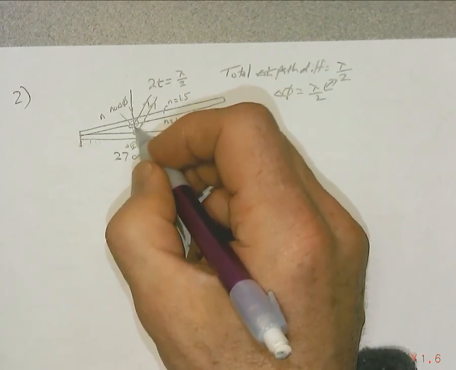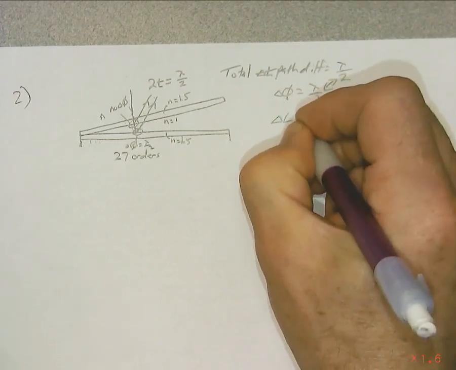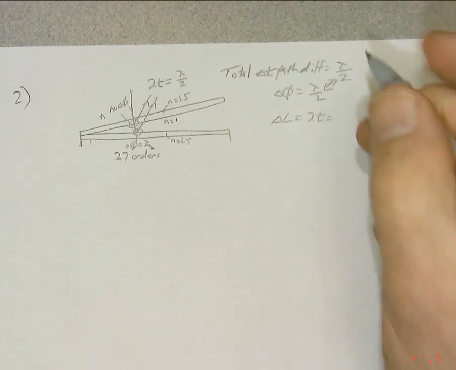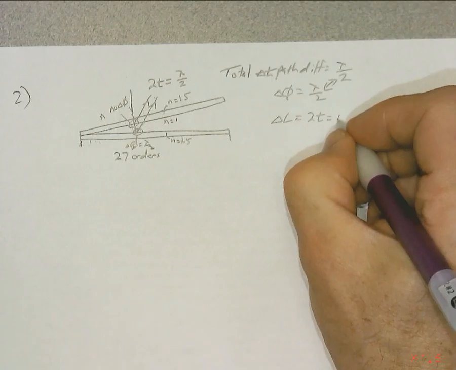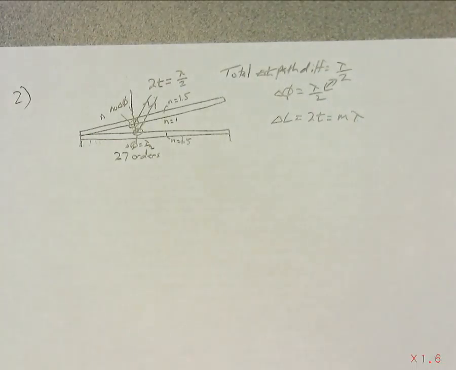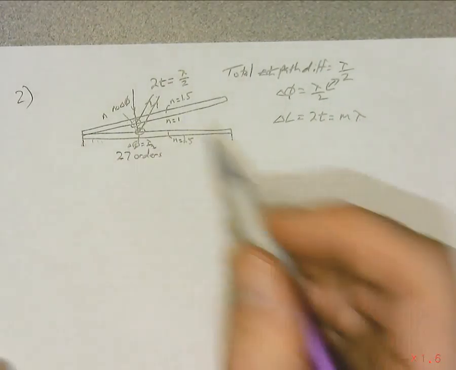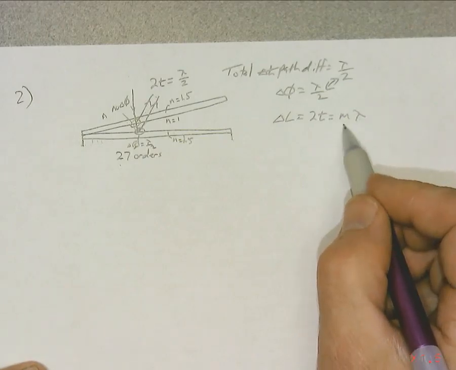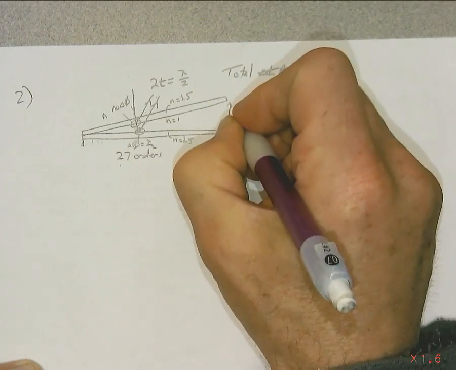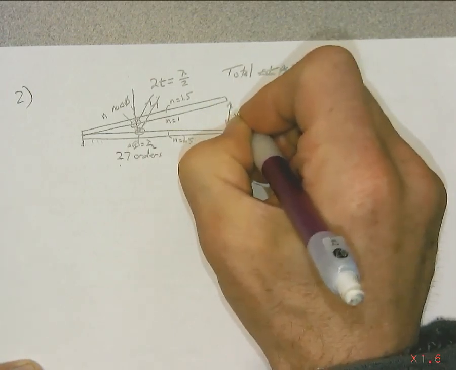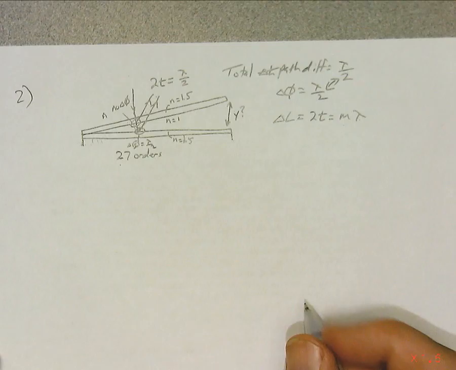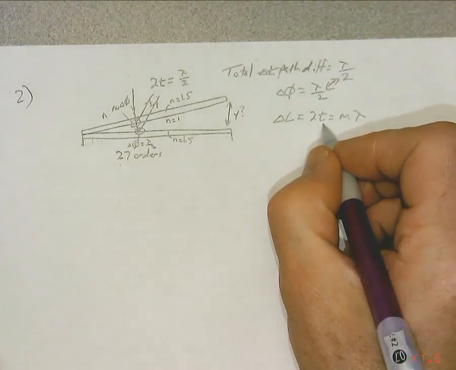So the path difference, delta L, which is equal to 2t, is equal to some multiple of a wavelength. So one wavelength path difference would do it, 2, 3, 4, etc. In fact, there's 27 orders, so there's going to be all those different numbers. But what we need to do here is figure out how much this was raised. So I'll call this y. What is y? The amount that one is raised, the separation. So basically we're going to solve for the thickness.